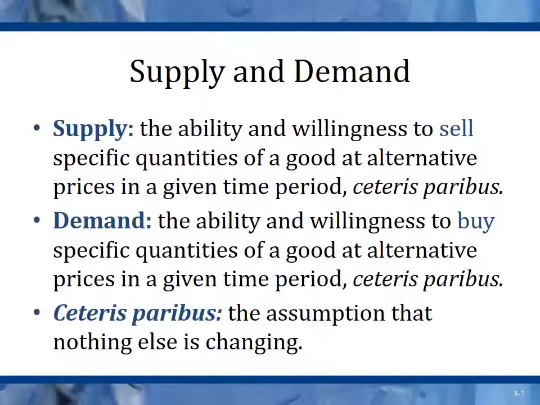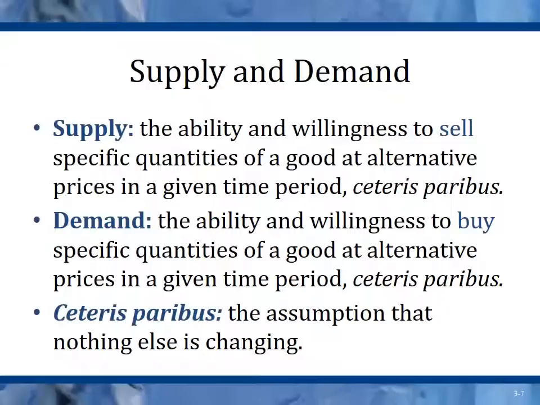Supply and demand, getting down into the meat of it. Supply is the ability and willingness to sell specific quantities of goods at alternative prices in a given time period, which makes it sound a whole lot more complicated than it really is. And demand is the ability and willingness to buy specific quantities of a good and service at an alternative price in a given time period.